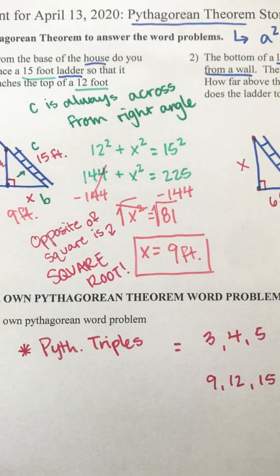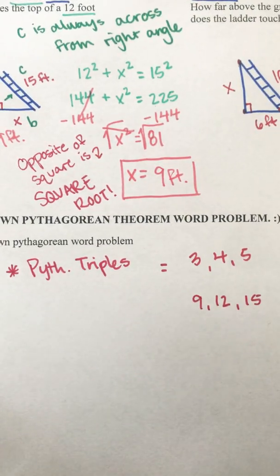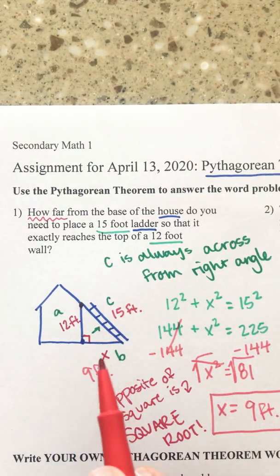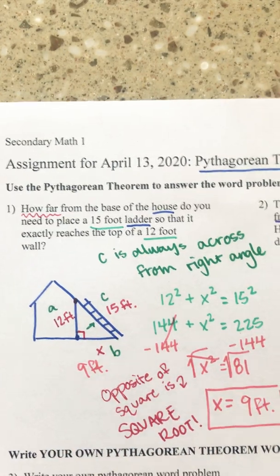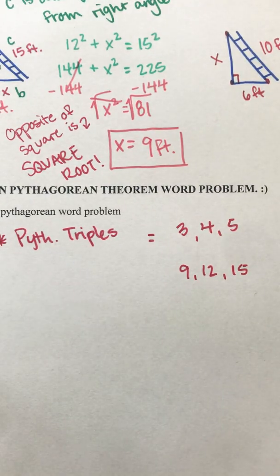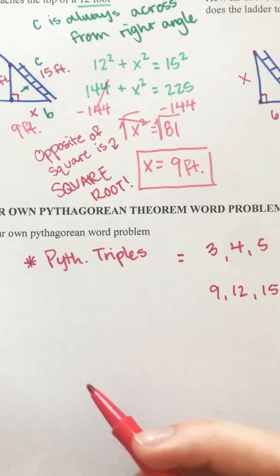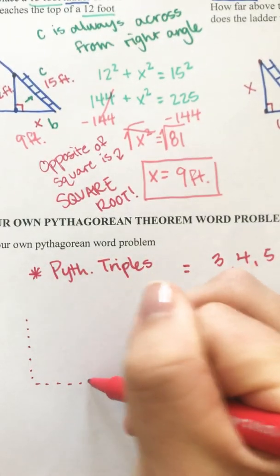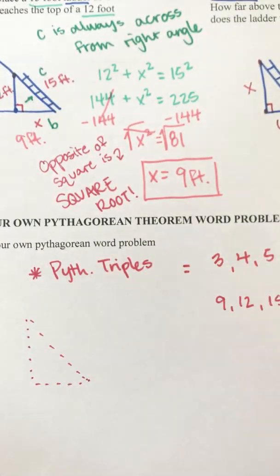So look up a few of those Pythagorean triples, and that will give you information to write your own word problem. If you want to use a house and a ladder again, that's totally fine. But you guys can be creative. Your word problem should be creating a triangle.